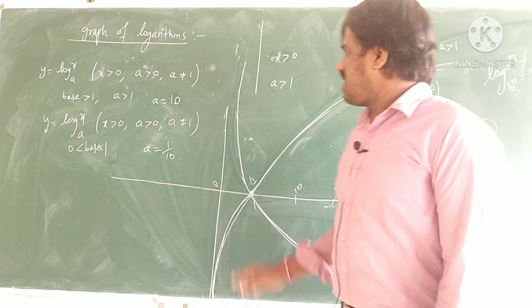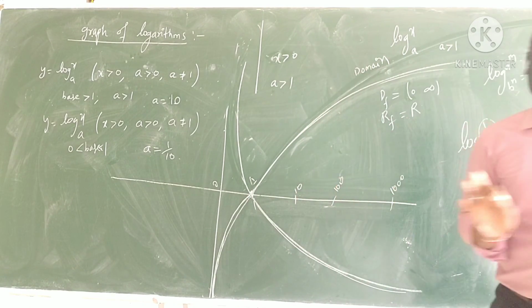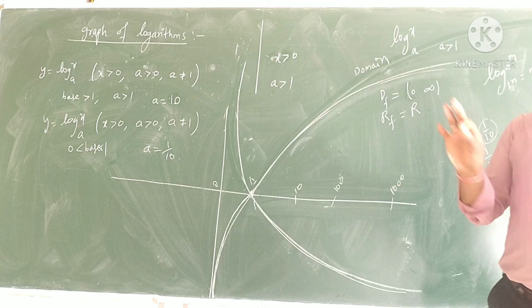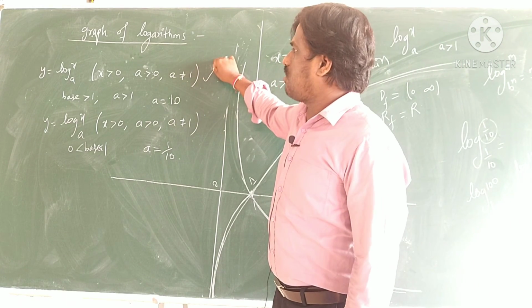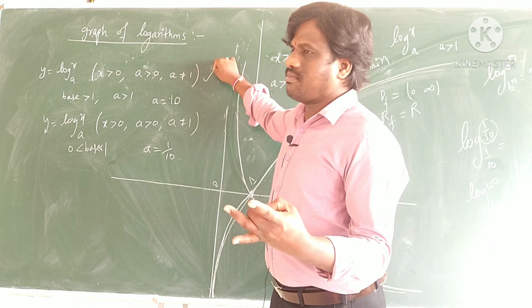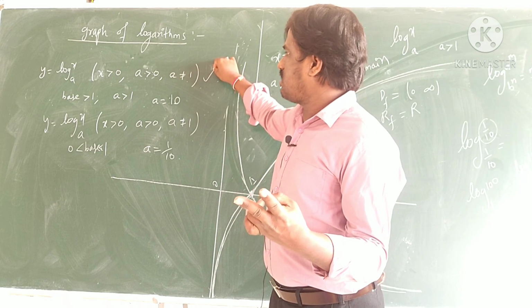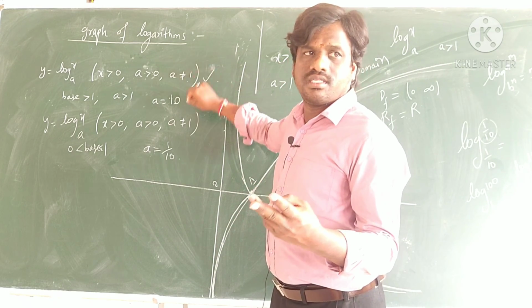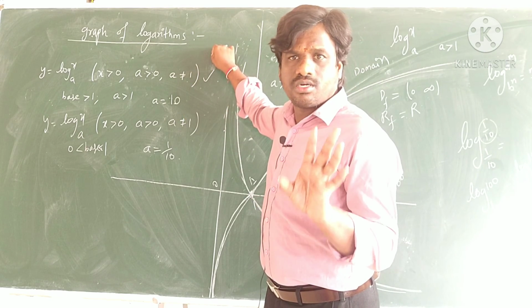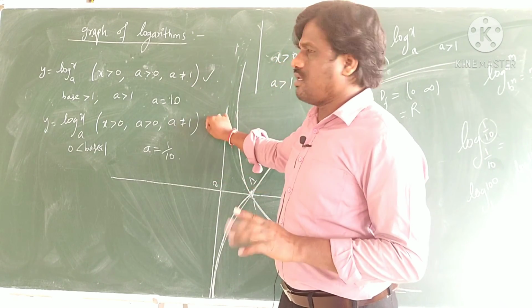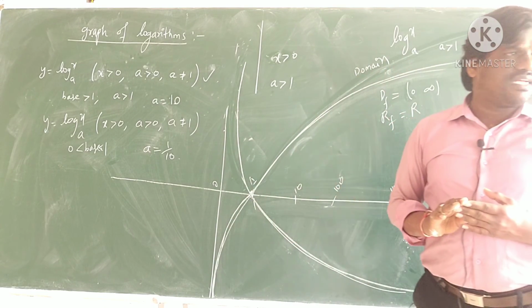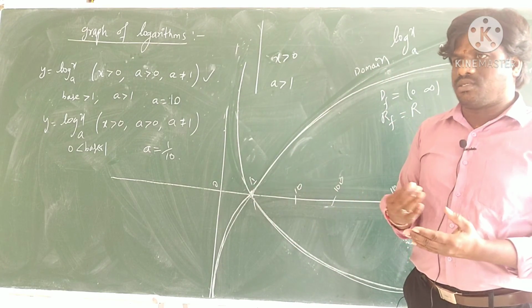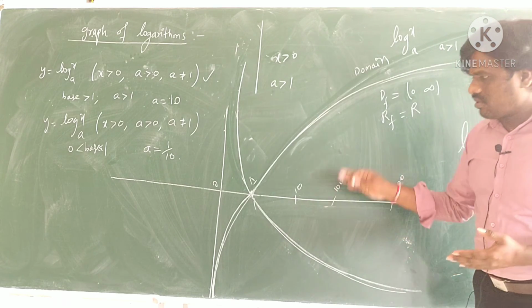In this whole picture, what you have to remember, I'll tell you. Y is equal to log x with base a, x must be greater than 0, a greater than 0, a is not equal to 1. This is the main criteria for log to exist. Second point, here also same. For drawing the graph, we used different criteria. A equal to 10 you took, a equal to 1 by 10 you took, you have drawn the graph.